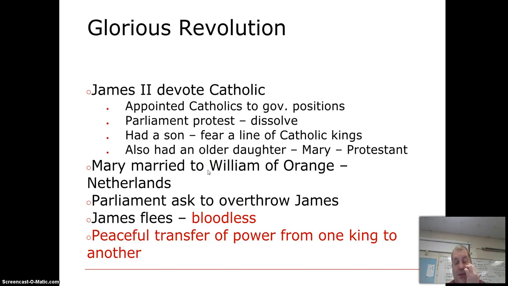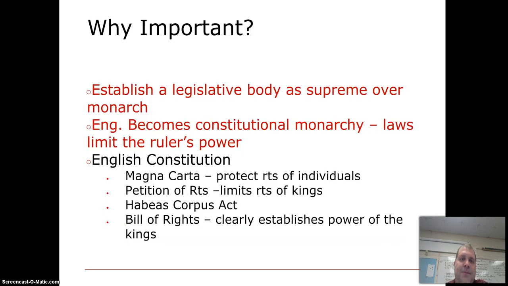Now, what happened is the Glorious Revolution. The reason they call it glorious is because it was bloodless. James is going to run away, and William and Mary are going to take over as king and queen. Nobody died. For the first time in a while, they kicked the king out and brought a new one in. That's a good thing when nobody dies.